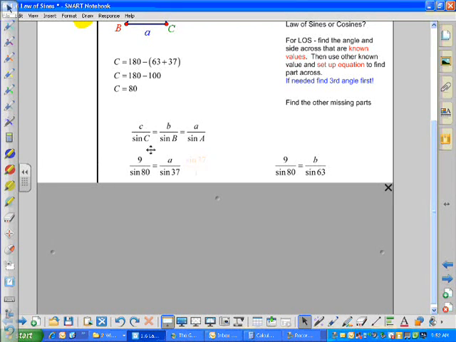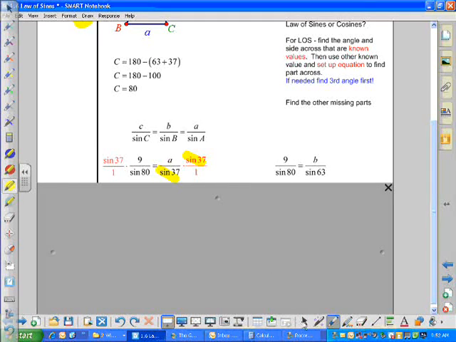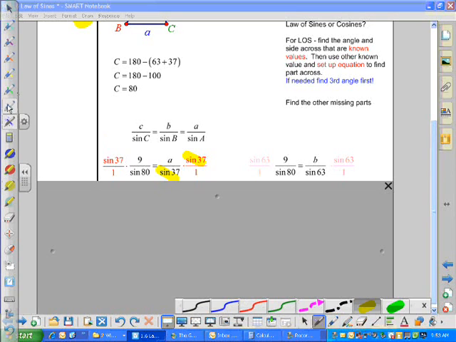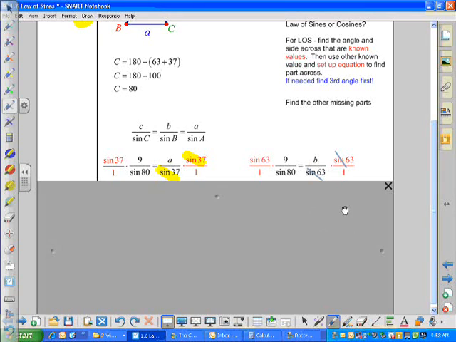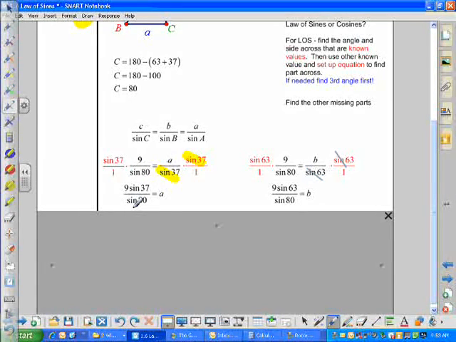To solve this equation over here, of course, we're going to multiply by the sine of 37 on both sides. So that'll divide to 1 over here, so those go away. And then we're going to do the same thing over here, except this time we're going to multiply by sine 63 over 1 on both sides. And that is going to clear this. So simplifying both equations, we'll get A is equal to 9 times the sine of 37 divided by the sine of 80, and B is equal to 9 times the sine of 63 over the sine of 80.